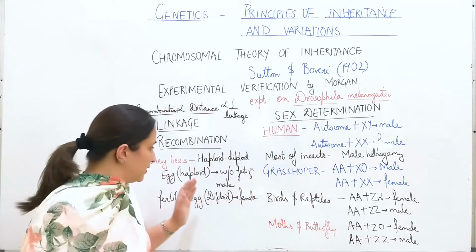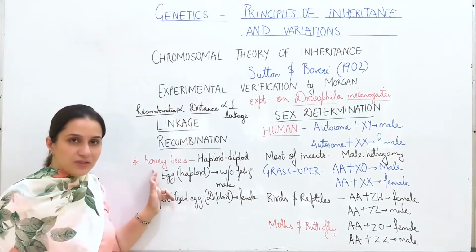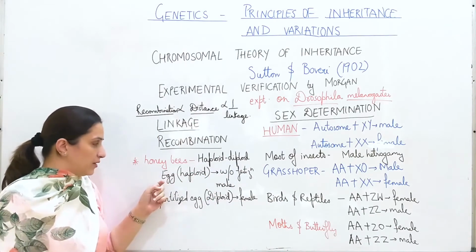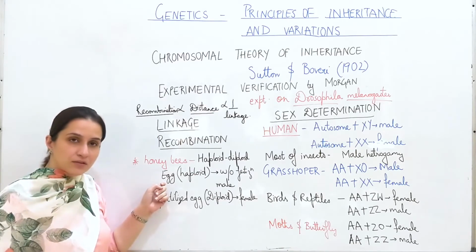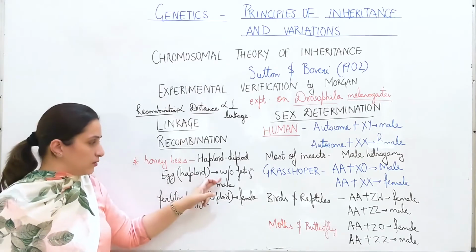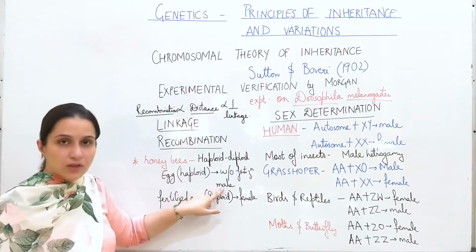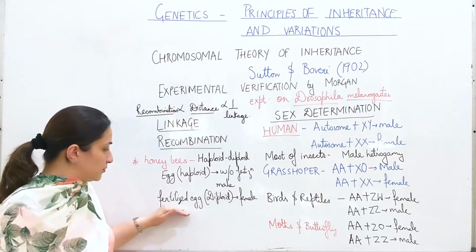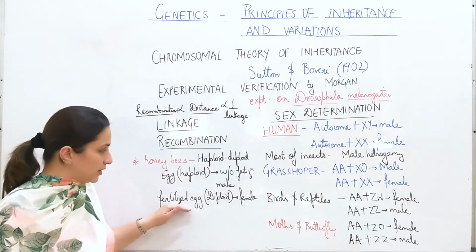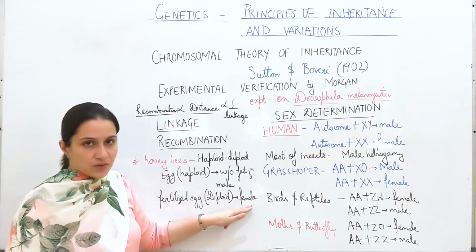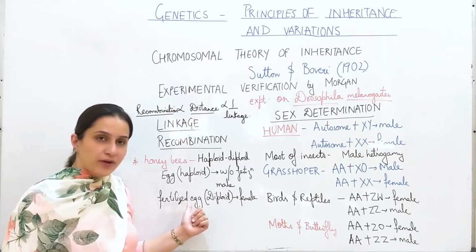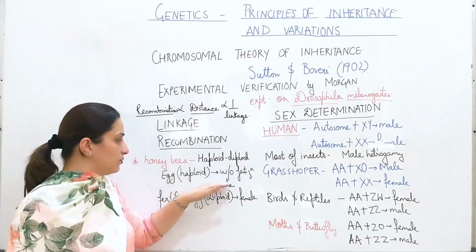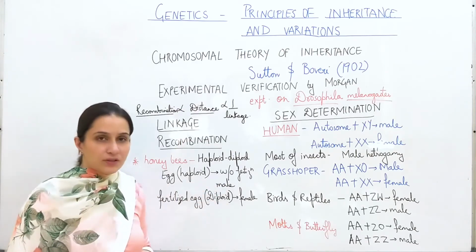But there is a special case in case of honeybees. Honeybees show a haploid-diploid relationship. If the egg is reproducing without fertilization, that is parthenogenetically, it will lead to formation of a male organism. And if it is produced from a diploid egg or fertilized egg, then it will produce the female. The female is produced from a diploid egg, that is fertilized egg, after the process of fertilization, and males are produced without fertilization by the process of parthenogenesis.